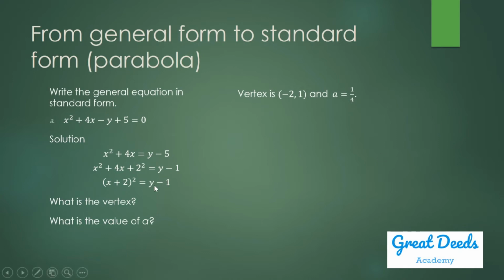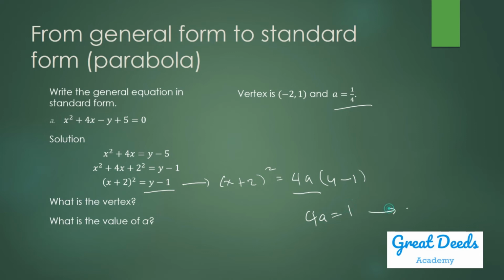Now, the question here is, what is a? What is the value of a? Here, this one has a coefficient. The coefficient of that is 1, and that came to be 1 because it's equal to 4 times 1 over 4. So coming from here, x plus 2 squared is equal to 4 times a times the quantity y minus 1. But 4 times a, look at that, is equal to 1. So 4 times a is equal to 1, which means that a is equal to 1 over 4.